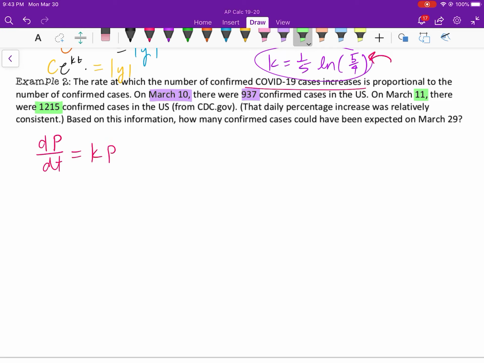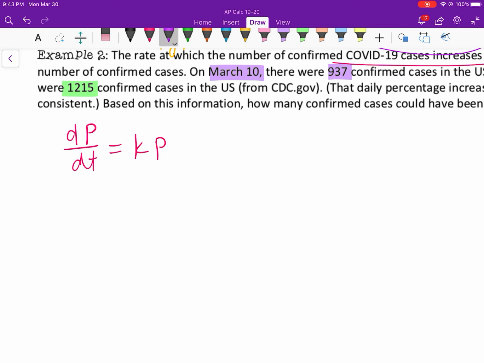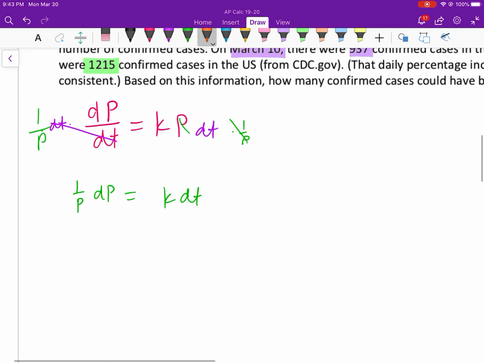So we have dP/dt equaling k times P. And even though we just did this and it's the exact same process, we're going to go through it, because our goal is to actually solve differential equations. So we separate our variables, and we're going to multiply by 1 over P as well. Oops, that's not a P. So we have 1 over P dP equals k dt. And we integrate both sides. And just like before, we get the natural log of the absolute value of P.